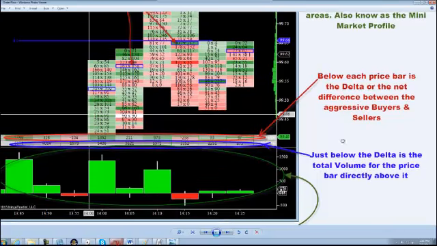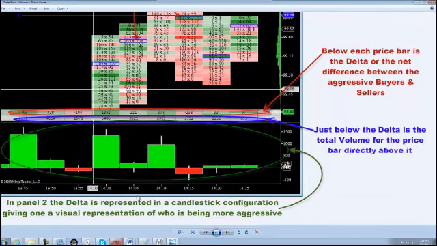Now let's see what I've got down here at the bottom row. This is the delta representing the candle configuration, the visual representation of who's being more aggressive.